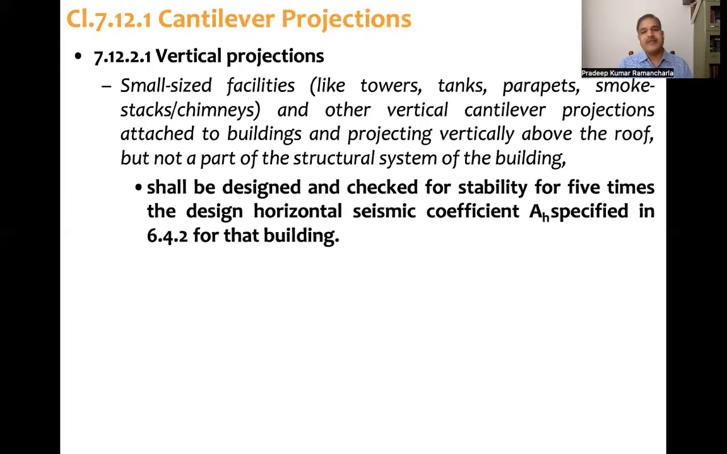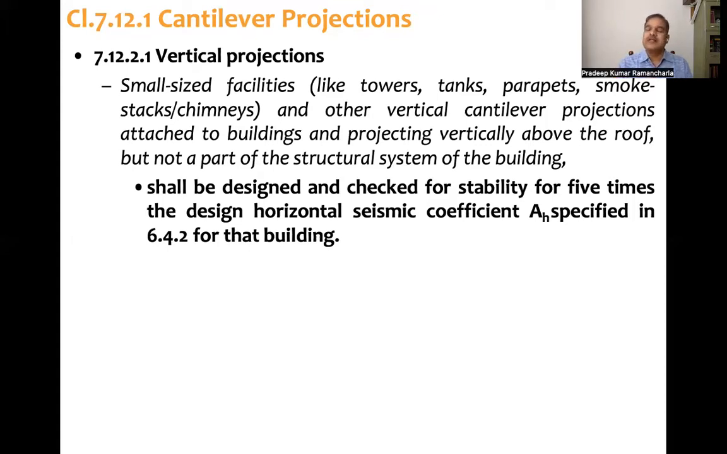So what the code says is they shall be designed and checked for stability for 5 times the design horizontal seismic coefficient AH specified in 6.4.2 for that building. So this is not for the complete building design base shear. It is the base shear which is experienced at the base of that element itself. So we have to find out something like a floor response spectra, and then find out the base shear experienced by that vertical projecting element. It can be a tower, tank, or parapet, or whatever. So whatever the force which we compute, it should be designed for 5 times of that force.